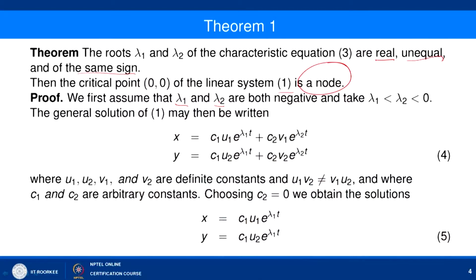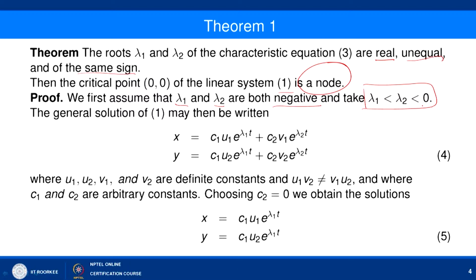Now, whether it is a stable node or an unstable node will depend on the sign of lambda 1 and lambda 2. So, first let us assume that lambda 1 and lambda 2 are both negative, and let us assume that lambda 1 is less than lambda 2 is less than 0. Since they are real and unequal, we can take this condition. Here, for simplicity, we are assuming lambda 1 is less than lambda 2; it may be otherwise also.